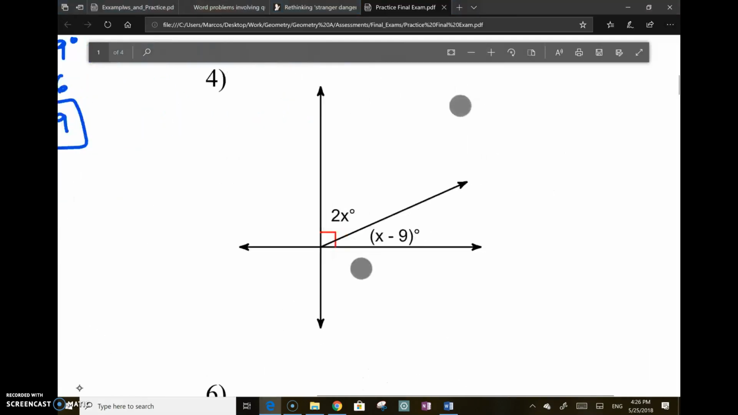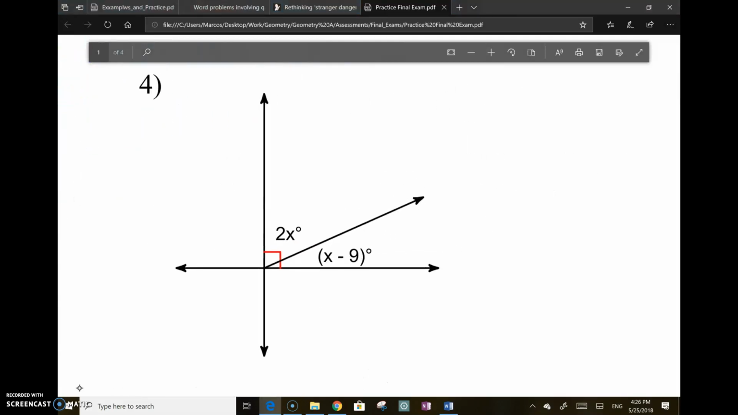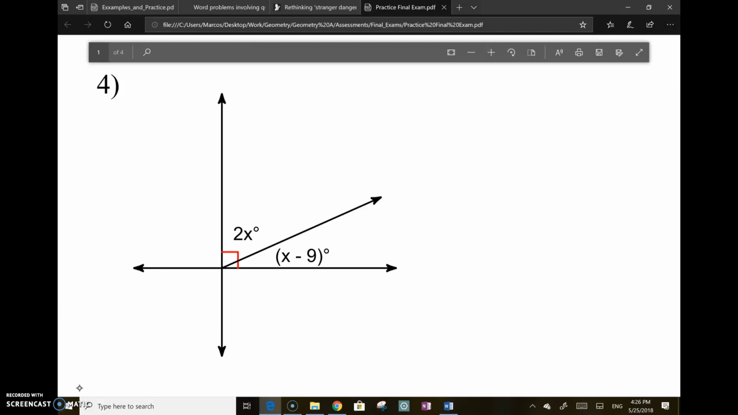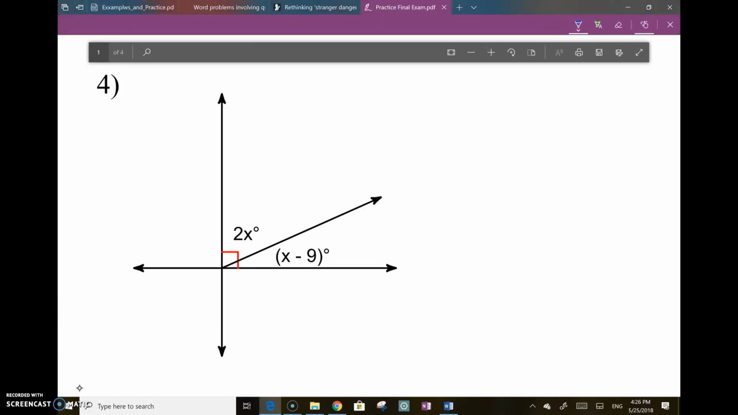Oop, that's number 5. Number 4, these are two complementary angles. And all that means is that this angle and this angle, they add to equal this red value here, which is 90 degrees. So all you have to do is create an equation which says that the sum of the two angles creates that 90 degrees, and that would be 2x plus x minus 9 is equal to 90. They're complementary. And then you solve.